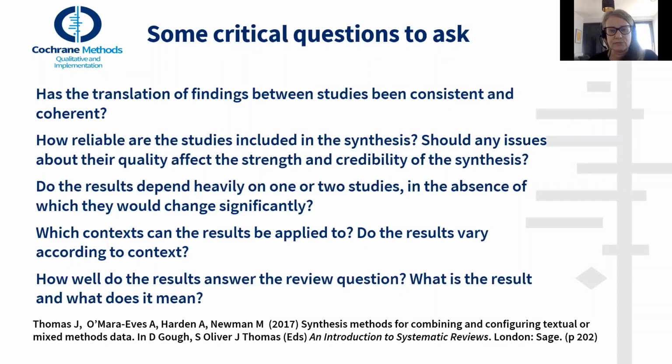Many of the issues relating to robustness are very similar to questions you might ask of any synthesis. You might want to specifically look at the way reviewers have treated each study, how they've looked at differences between the studies, and how they've translated the findings of one study into another. Has that been done consistently and coherently in forming those descriptive themes and those analytical themes?